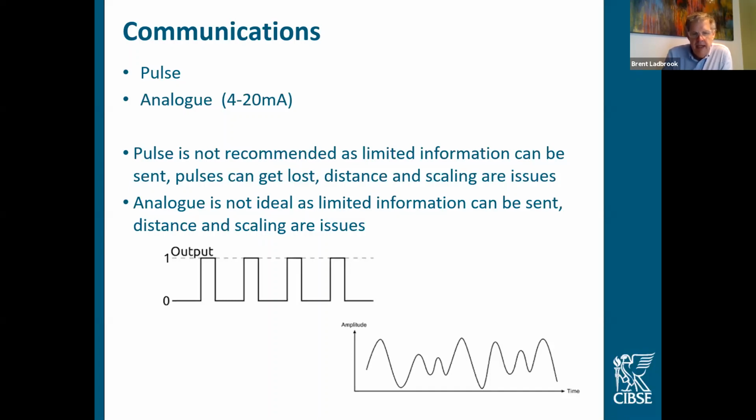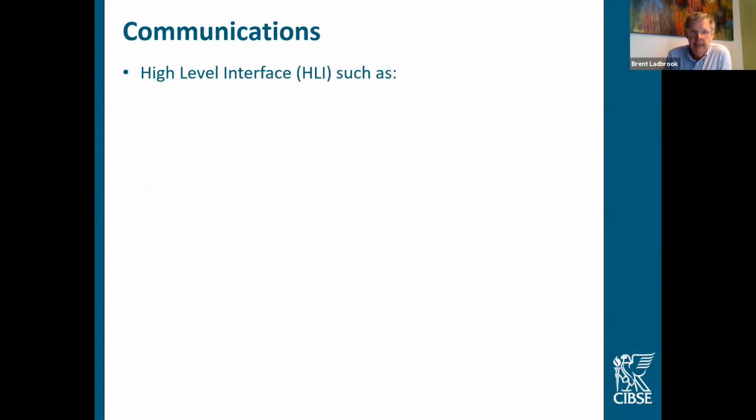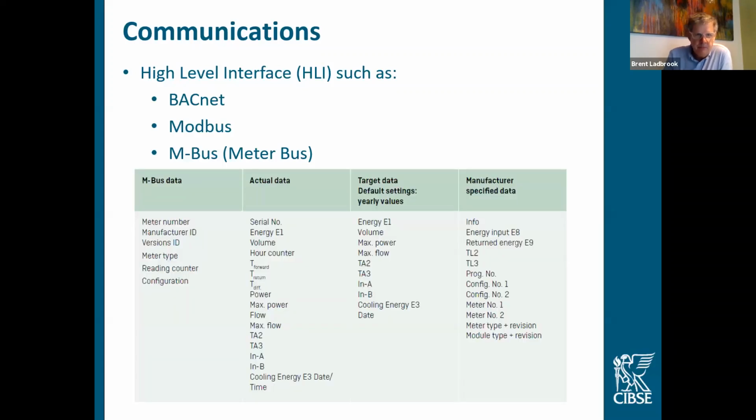Analog is a current, so scale 4 to 20, everyone's probably heard of that. Again, limited information can be sent. Distance is not so much of an issue. Scaling is an issue though, and of course we can only send one piece of data. We can't send all of the information we'd typically like, and is available on a high-level interface such as BACnet. Modbus is also possible, and M-Bus is used widely in Europe, seldomly used here, although it is around.